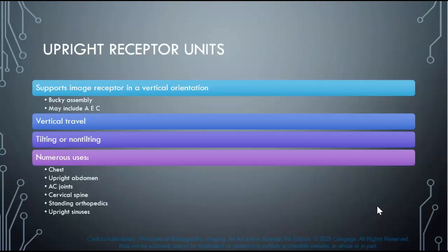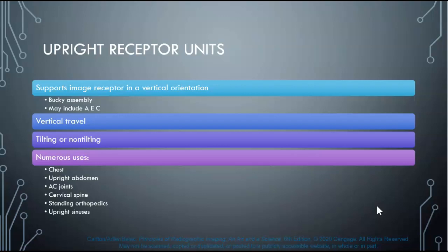All right. So upright receptor unit, so supports image receptor in the vertical orientation. It has a bucky assembly, and it has AEC typically built into it. It travels up and down, so vertical, and it can tilt or non-tilting. So we can actually tilt these buckies. So those are pretty cool. I see them a lot at Kaiser's because they do a lot of sinuses. So they'll tilt the bucky instead of tilt the patient. So that's good. Numerous uses.